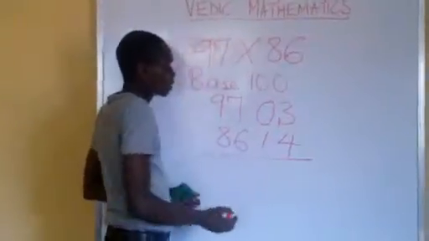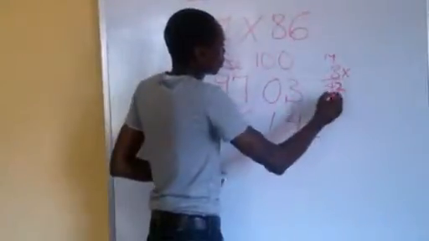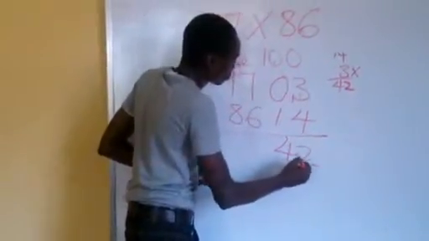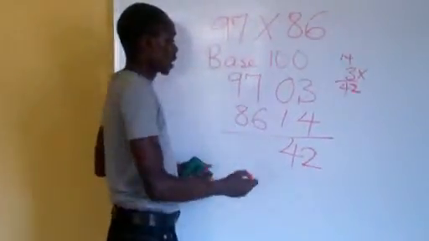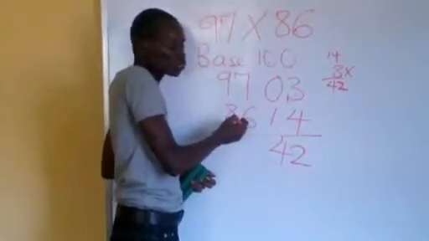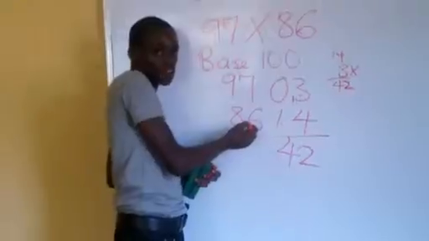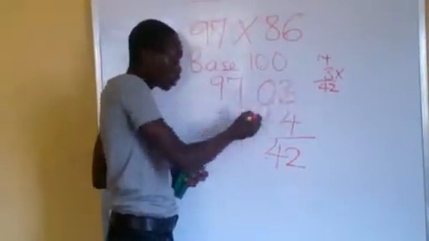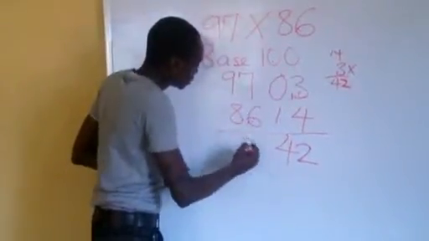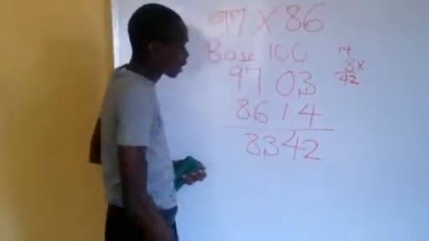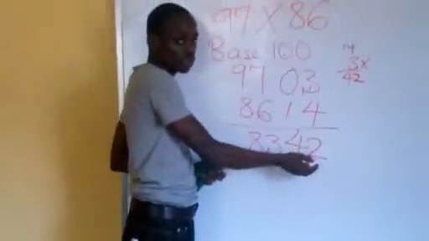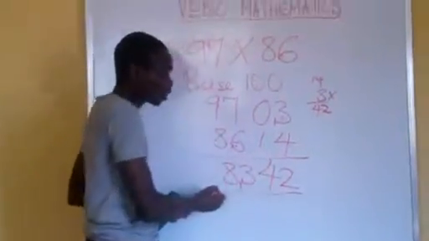So the next step, we multiply 3 times 14. 3 times 14 is 42. So we write down 42. Okay. Now the next step is that either we use 97 to subtract 14 or 86 to subtract 3. It is faster for us to use 86 to subtract 3. So we make use of 86 minus 3. 86 minus 3 is going to give us 83. So at the end of the day, our answer is 8,342. You can actually confirm this with your calculator.